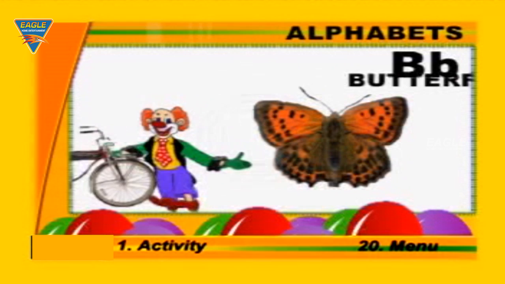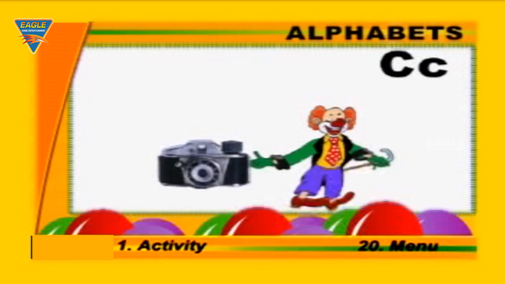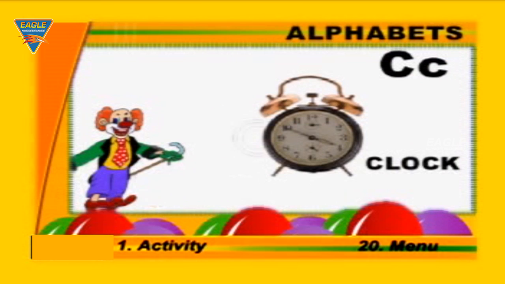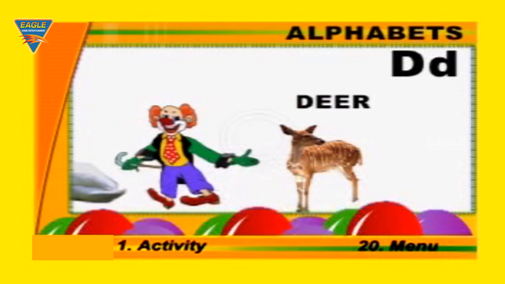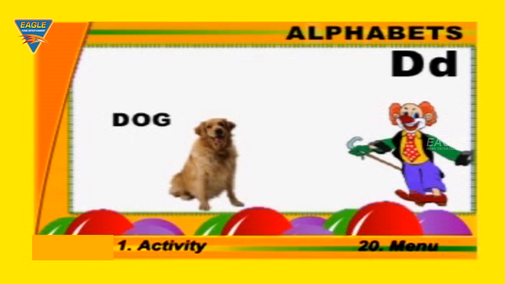C. C for camera. C for clock. And C for cock. D. D for duck. D for deer. And D for dog.